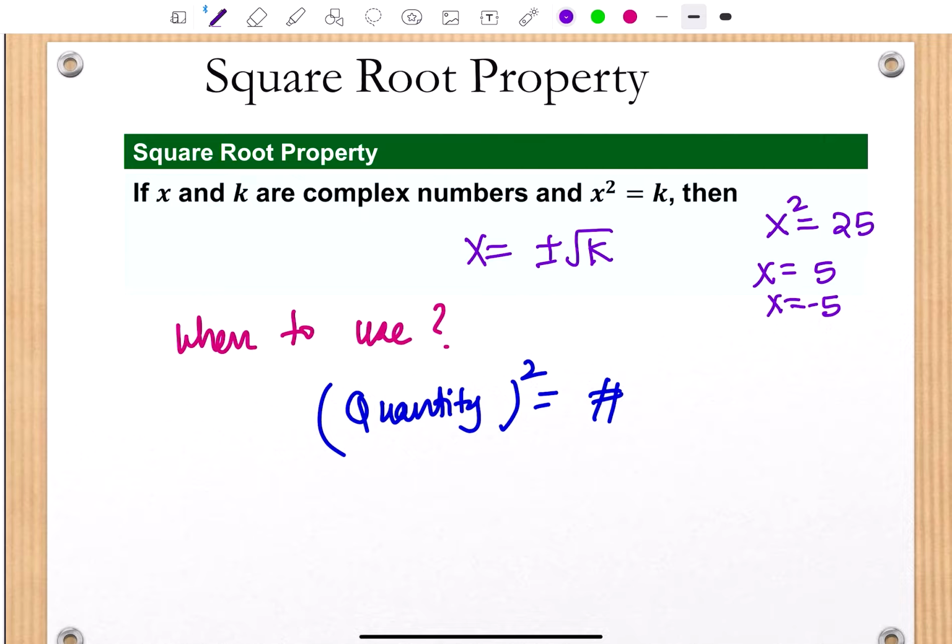Okay. When to use this method? When we have a quantity squared equal to a number given to us, or we can write the equation in the form of quantity squared equal to a number. Here are some examples.